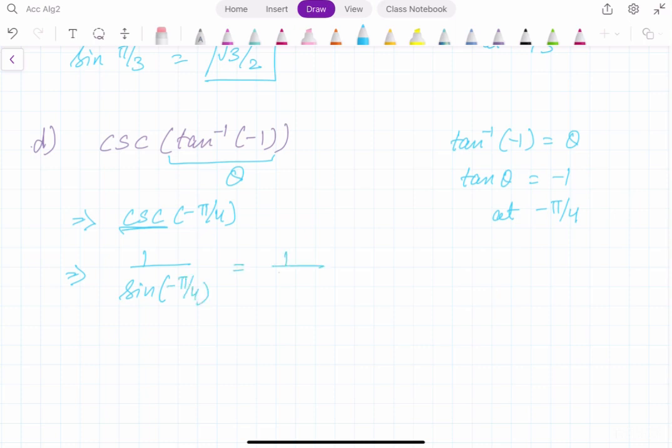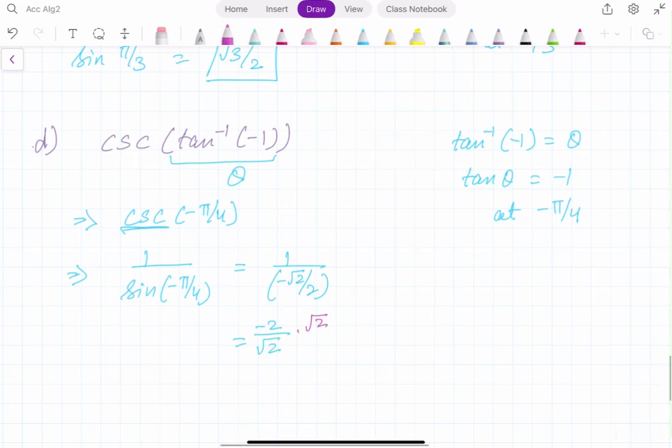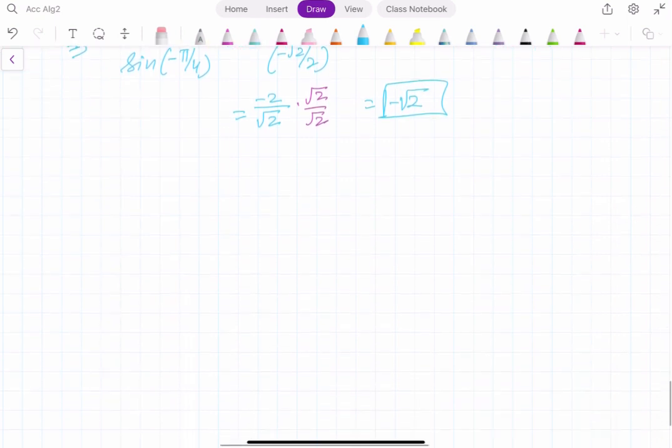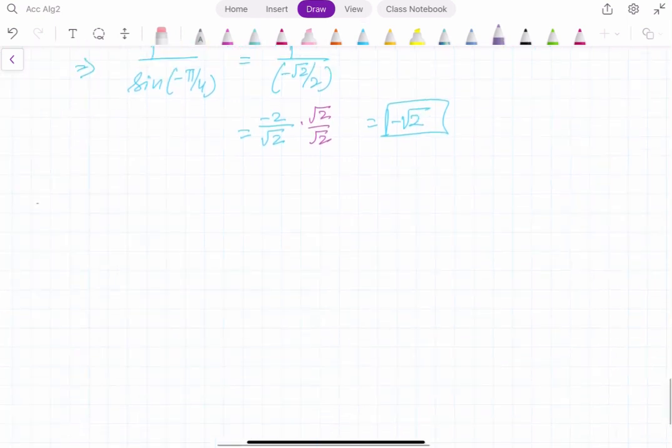Because it is cosecant, I need to flip into sine. So cosecant theta can be written as 1 over sine theta. Don't forget to rationalize it because we don't like a radical in the denominator. So ultimately the answer will be negative radical 2. One more example.